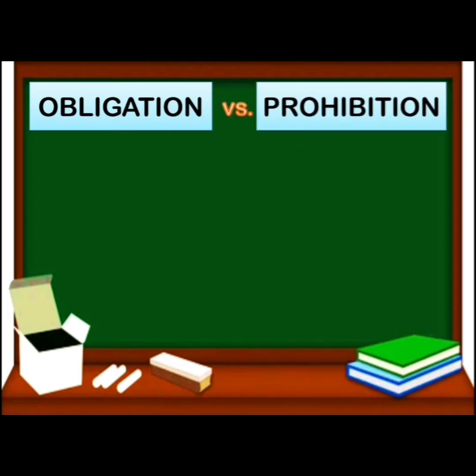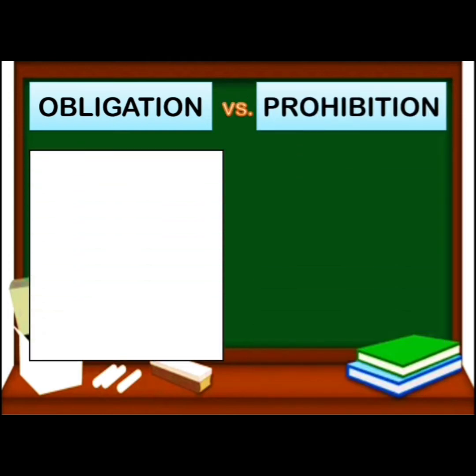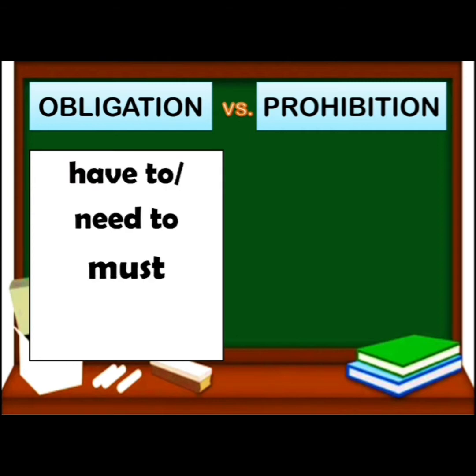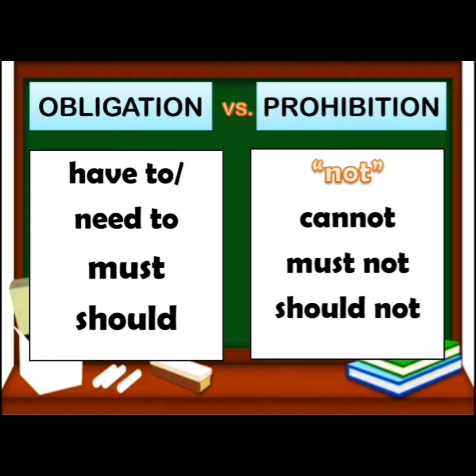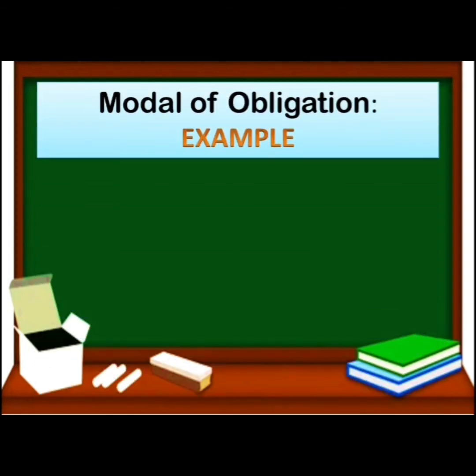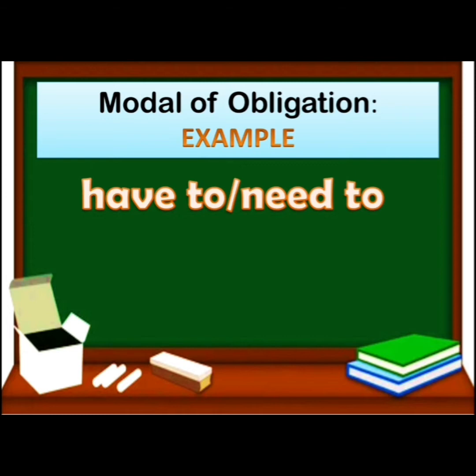What is the difference between modals of obligation and modals of prohibition? Under modals of obligation, we have have to, need to, must, and should. While in modals of prohibition, the word not is added. Cannot, must not, should not. Modals of obligation are used to denote that there is a sense of duty demanded by conscience, gratitude, or custom.